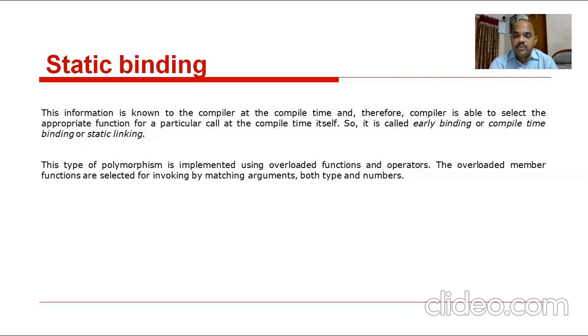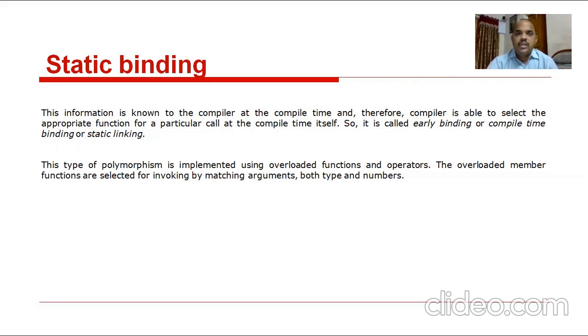Examples of compile time polymorphism are function overloading and operator overloading. Here, static binding: compile time polymorphism is implemented using overloaded functions and operators. The overloaded member functions are selected for invoking by matching arguments, both types and numbers. Clear? Both types and numbers.